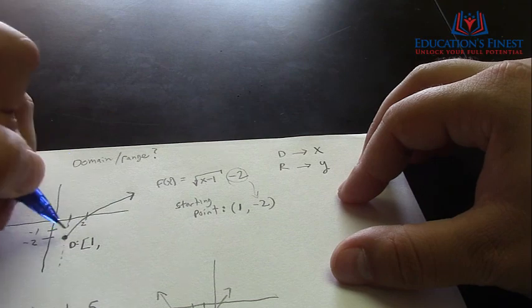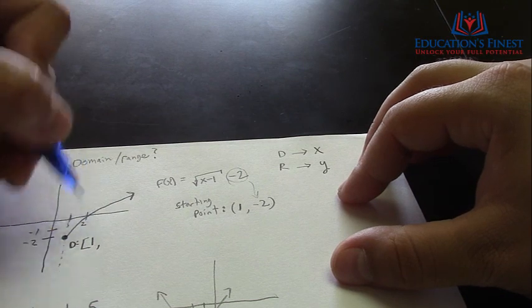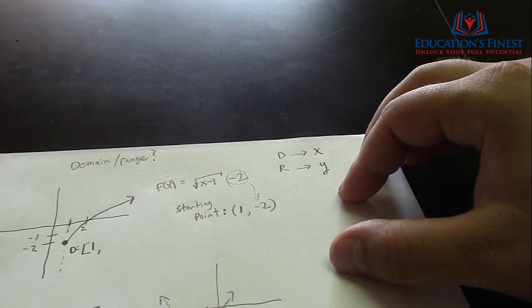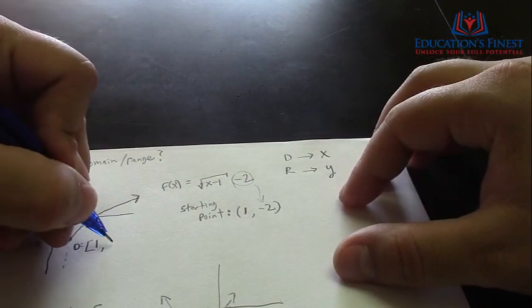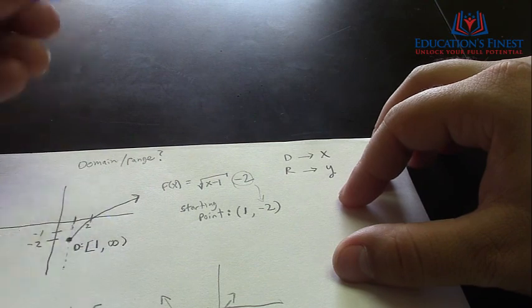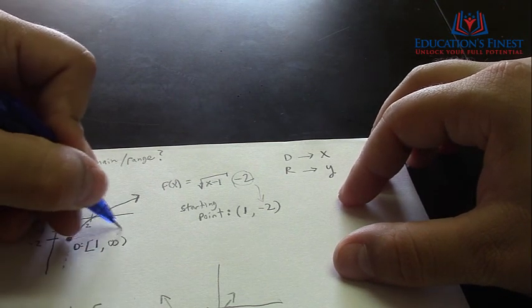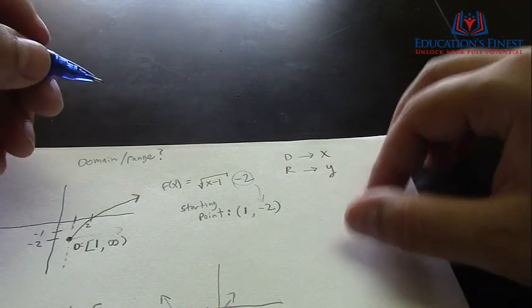Now where does this graph go to? Well, this graph continues to go forever, to infinity. It just keeps going and going and going, kind of like the Energizer Bunny, right? So there you go, your domain is going to be from 1 to infinity.